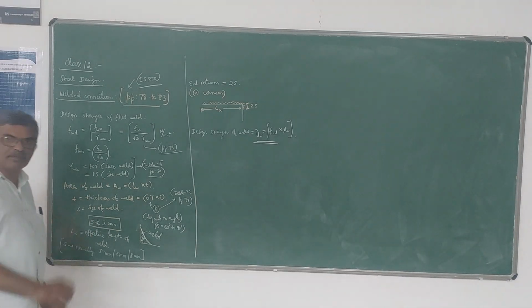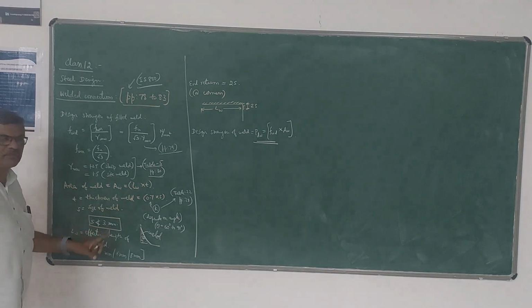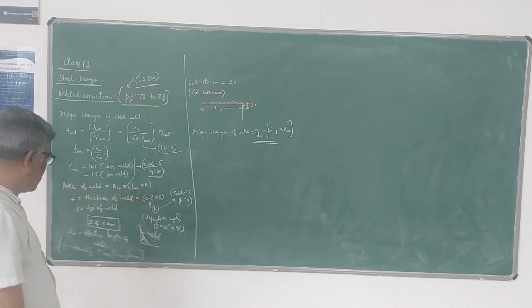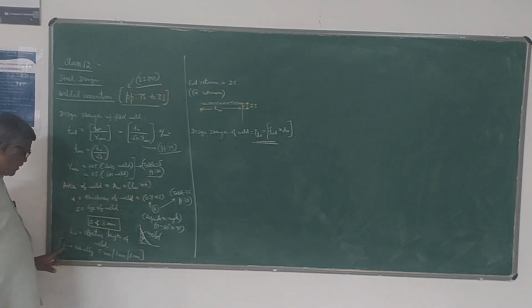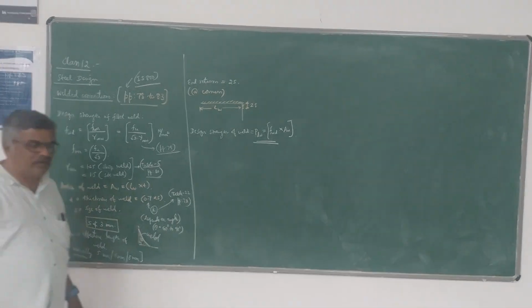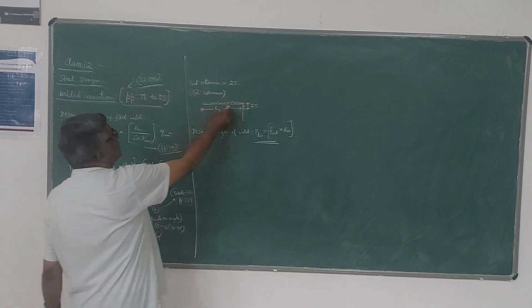Once again, these are all the specifications given. The minimum size of the weld depends on the thickness of the plates or the sections which we are going to connect. Normally, we use 5 mm, 6 mm or 8 mm welds. These are called fillet welds.